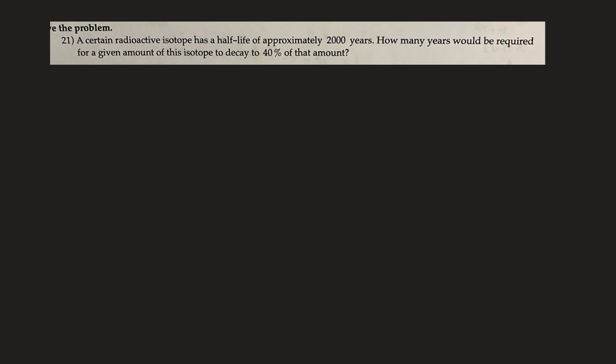A radioactive isotope has a half-life of 2,000 years. How many years would be required for a given amount of this to decay to 40% of that amount? Okay, so I need to use this formula: P of t equals P0 e to the kt. Now, they say half-life, so that means it goes from, say, 10 to 5 in 2,000 years. Okay, so from 10 grams, say, to 5 grams in 2,000 years.